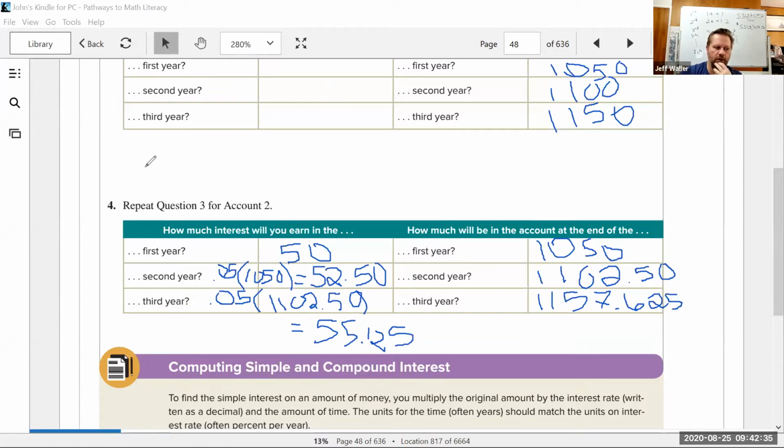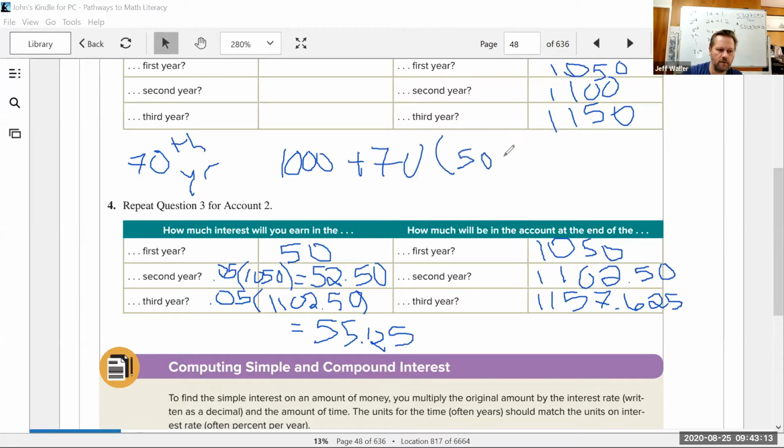So up here, what if I wanted to know the 70th year? Let me see if you guys can figure out. At the end of the first year, I added 50. How much did I add for the second year? I added how many 50s? 2. So for the third year, I added 3 50s. For the 70th year, I'm going to take where I started plus 70 50s. That's the pattern I see.